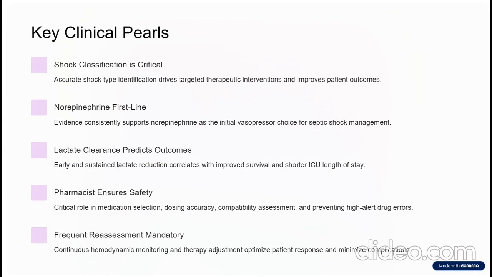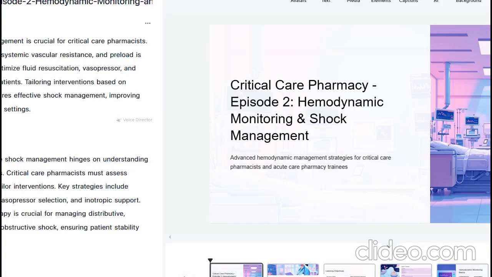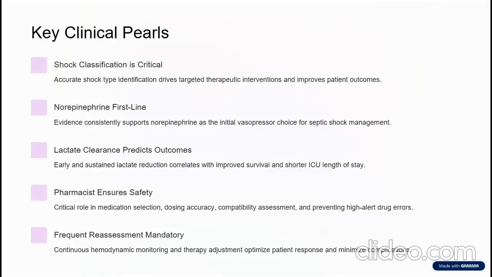Accurate shock classification is essential for effective treatment, enhancing patient outcomes. Norepinephrine is the preferred initial vasopressor for septic shock. Early lactate clearance is a key survival predictor. Pharmacists play a vital role in ensuring medication safety and dosing accuracy. Continuous hemodynamic reassessment is crucial for optimizing therapy and minimizing complications.